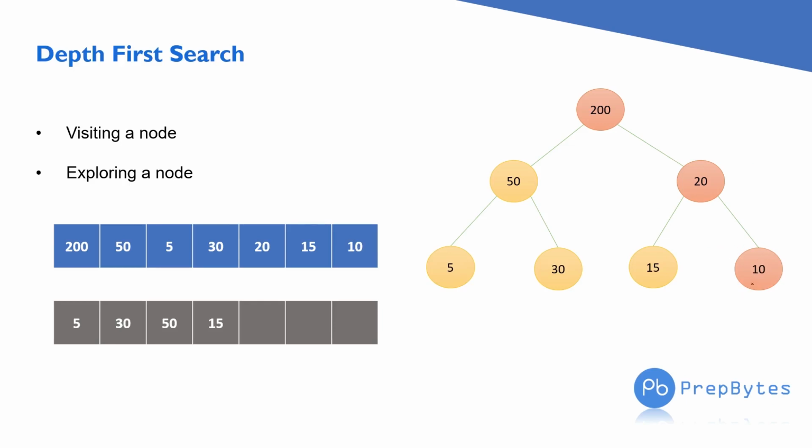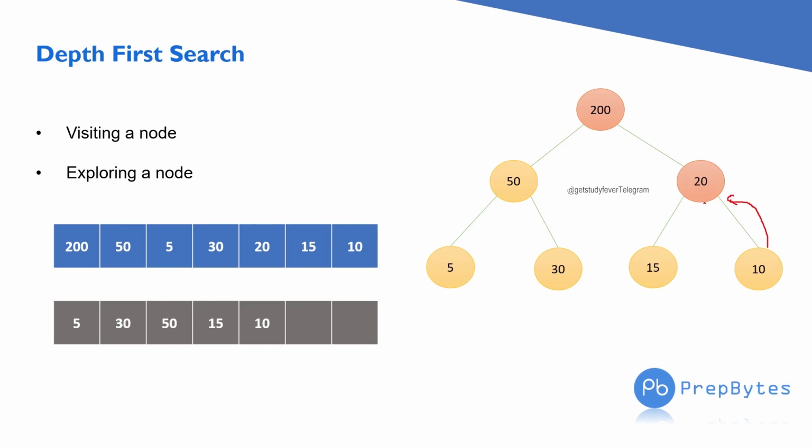So is 10 explored? How will we check if 10 is explored or not? Are all the neighbors of 10 visited? Say 10's neighbor is 20. Is it visited? Yes, it is visited. So 10 is completely explored, and we can add 10 to the explored array. Then what do we have to do? Come back and check for 20.